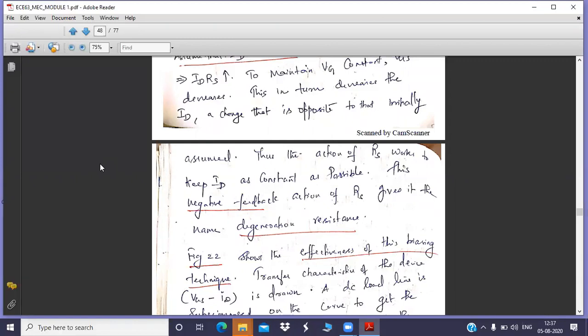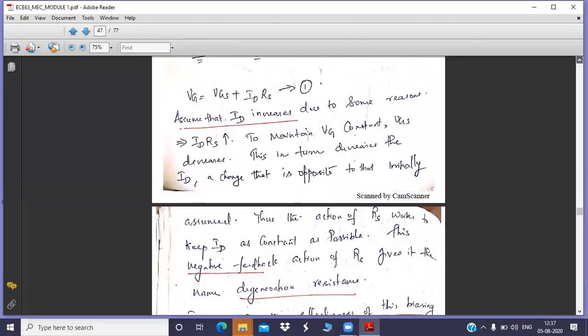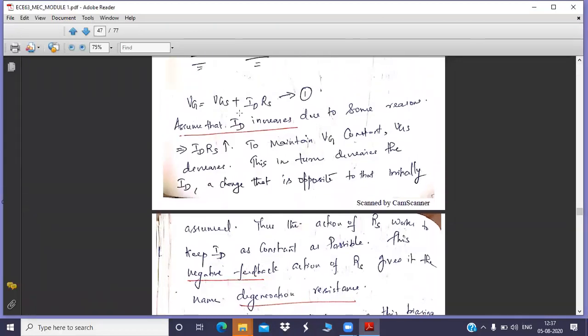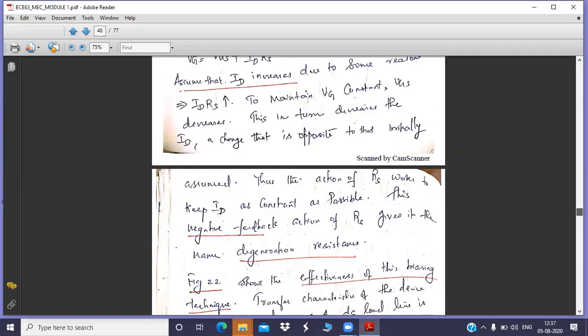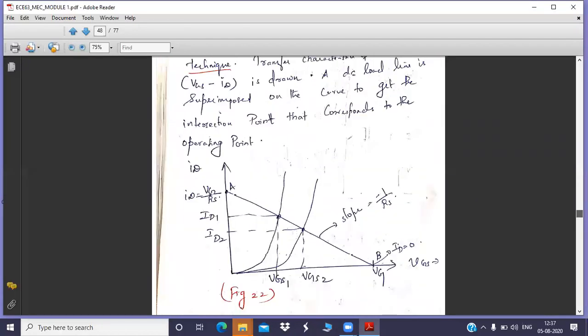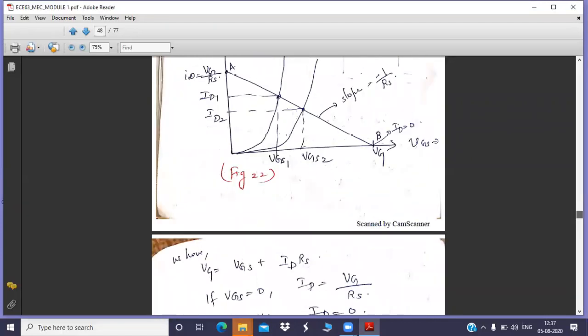Anyway, ID is going to change. Somehow ID is going to change, but that change becomes null afterwards due to the effect of this RS. Similarly, you can claim for the other case also. If ID is going to decrease, what happens? ID RS decreases. ID RS decreasing means VGS will increase so that VG remains constant. Now this is what is shown in this particular graph.